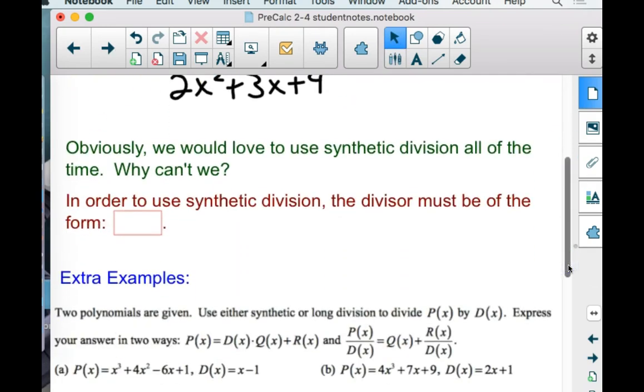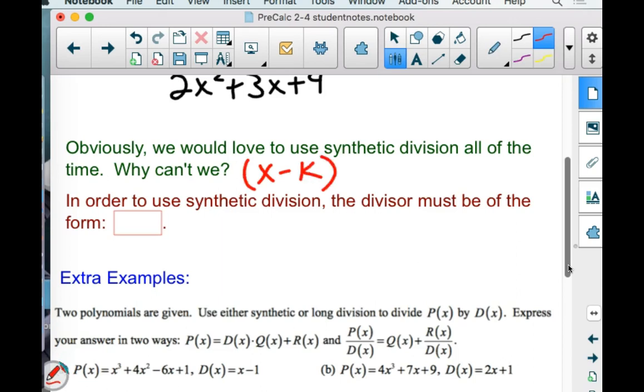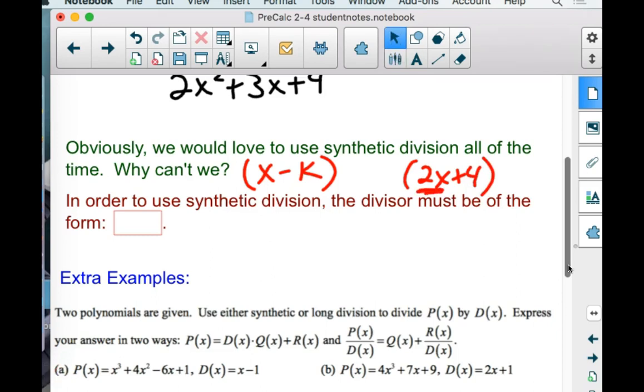Now, obviously, we would love to use synthetic division all of the time. Why can't we? Because not everything that we try to divide by is going to be x minus k. If we have to divide by 2x plus 4, well, we're in trouble. We can't use something that has a number in front of the x with synthetic division. So that would be out. It's not that we couldn't divide by it. We could use long division. It's just that we're not going to be able to shortcut it with synthetic. So in order to use synthetic division, the divisor must be in the form x minus k.